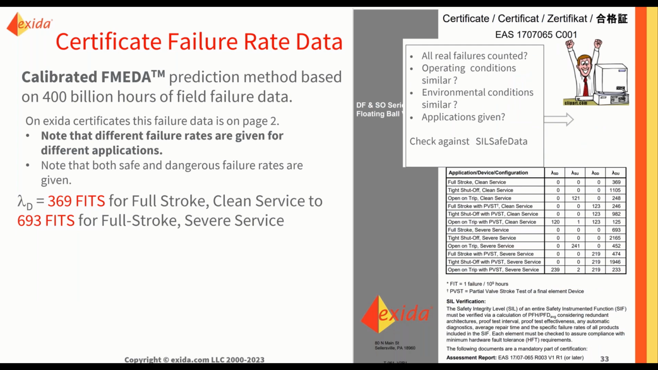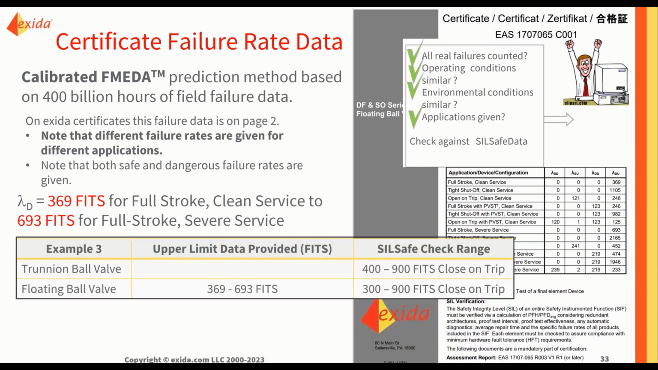How about floating ball valve? Well, all real failures are counted. The operating conditions, environmental, and different applications are all provided. Let's check against SIL-safe data. For the floating ball valve, we have between 369 and 693. SIL-safe data has 300 to 900. That's good. It's in the range. Yeah, that's kind of mid-range.